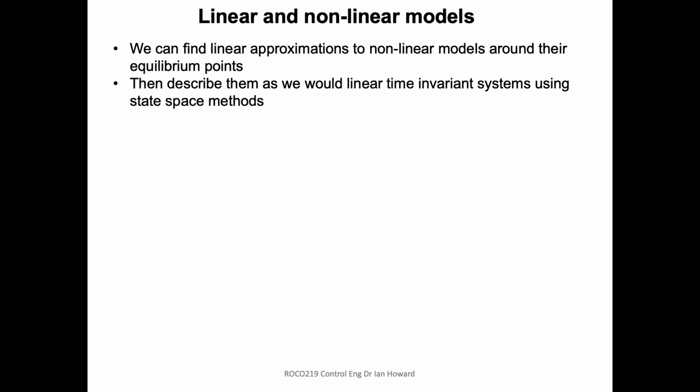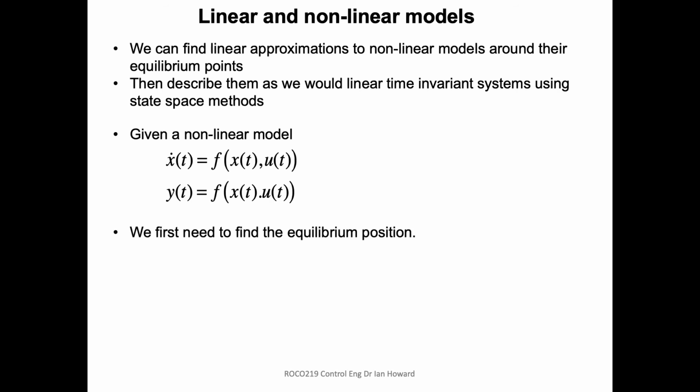So what we want to do is take our nonlinear model and, around a point I'm interested in, linearize it. Then I can use my mechanisms of state space analysis and state feedback control design and build a nice controller which will work nicely. So given a nonlinear model, the first thing we need to do is find the equilibrium position, right?